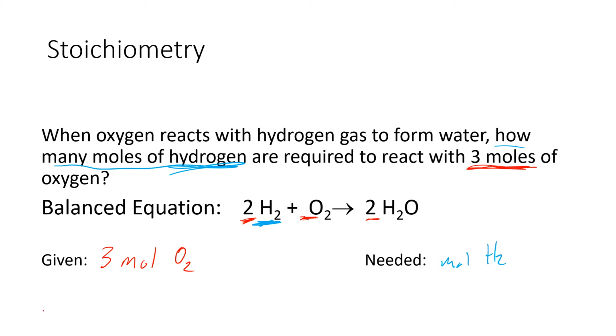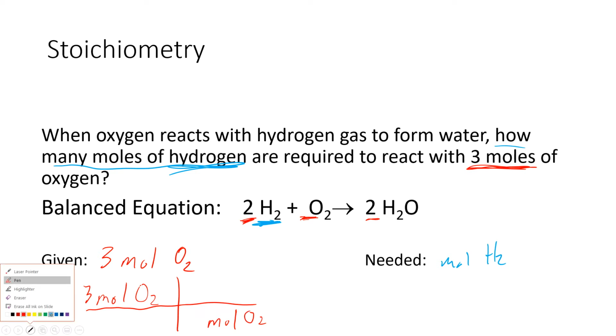And we're going to want to cancel out moles of oxygen. So it's very important that you actually keep your labels, the moles and what it is you're talking about, oxygen, so that you keep everything straight. Now we need to get out of moles of oxygen and get into moles of hydrogen. And in order to do that, we're going to need the assistance of the balanced equation.